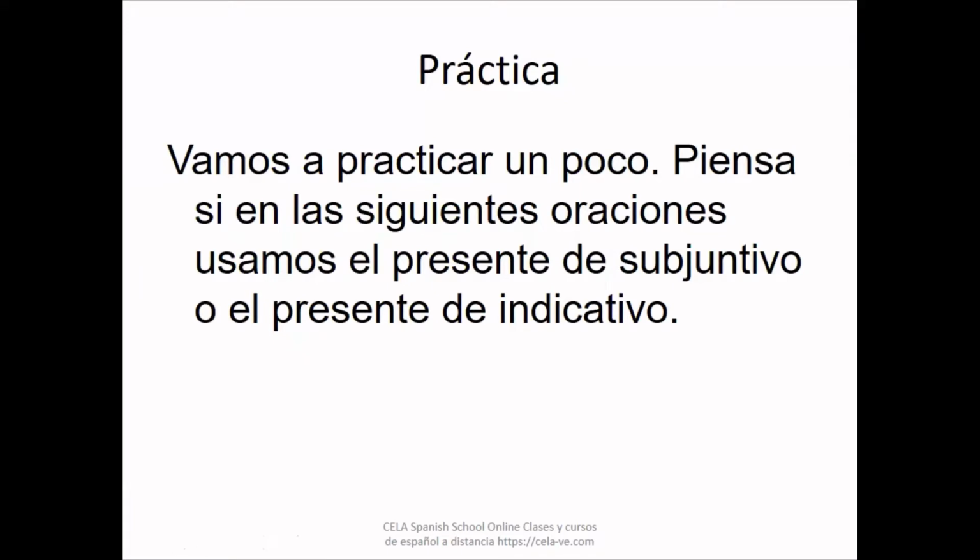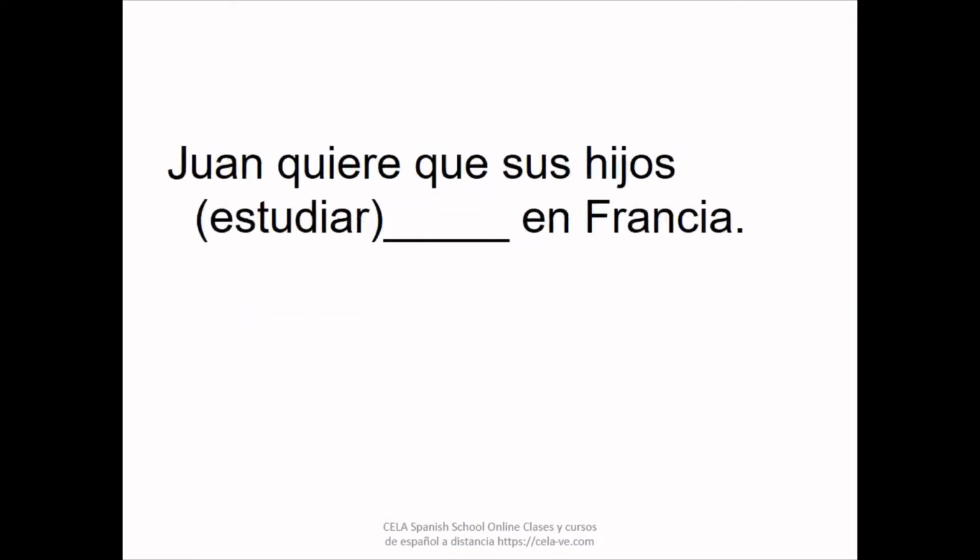This is the explanation. Practice is very important. In the material of the distance learning course, we have many exercises. We are going to do some together now. In the following sentences, we will decide whether to use the subjunctive or the indicative, taking into account what we have explained so far.